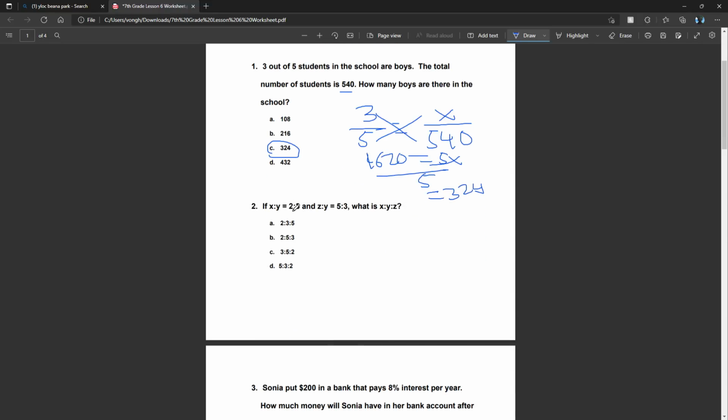If x to y is equal to 2 to 3 and z to y equals 5 to 3, what is x to y to z? So if x to y equals 2 to 3, that means x equals 2, y equals 3. Same thing for here, z to y equals 5 to 3, that means z equals 5. And then y equals 3, but we have that here. And we're just trying to write this ratio, which is x, so x is 2, y is 3, and then z is 5. And this is what you get, so the answer should be A.